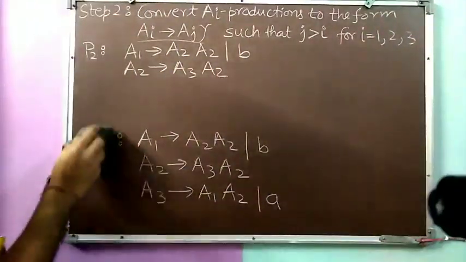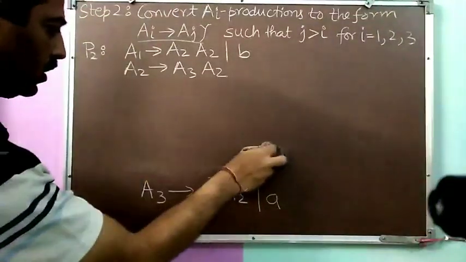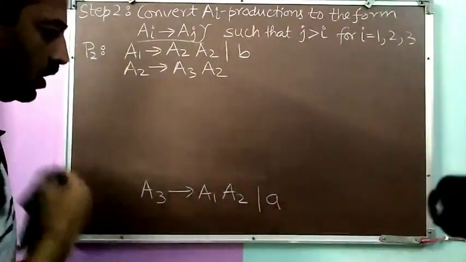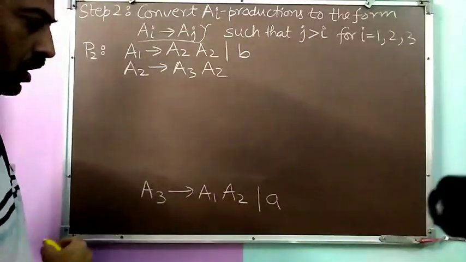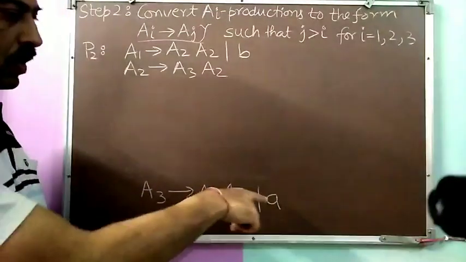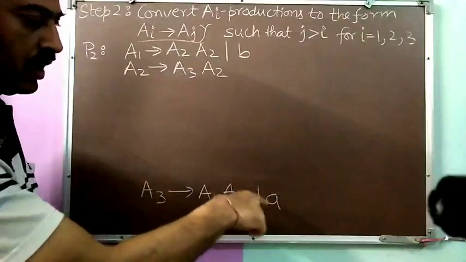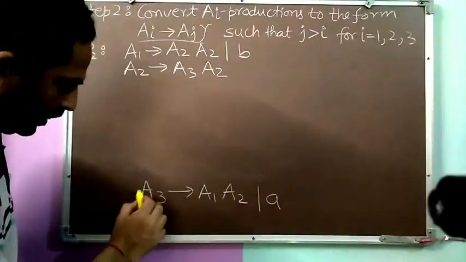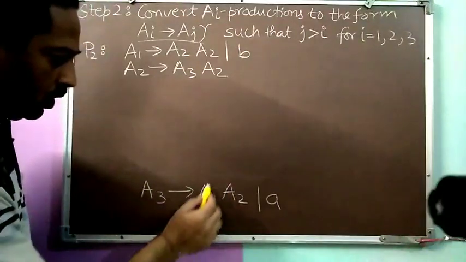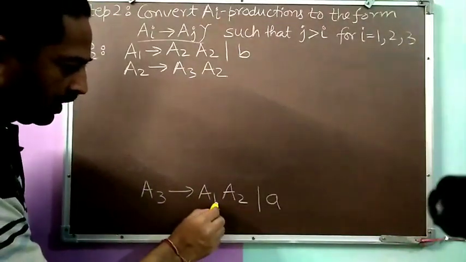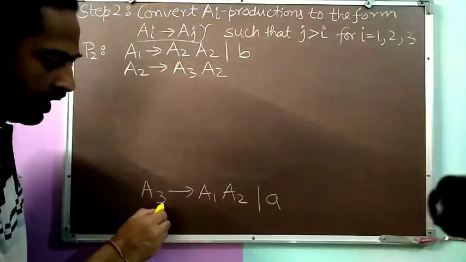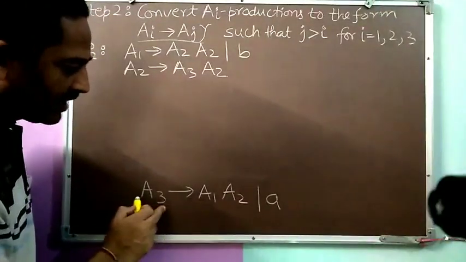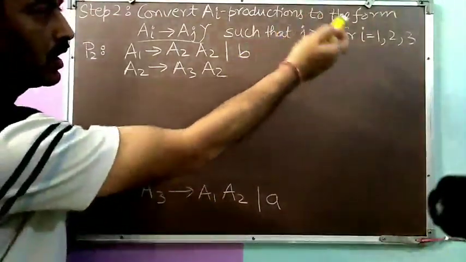Okay. So now the only remaining production here is A3. Now look at the A3. So A3 to A is already in the required format of GNF, so it does not create any problem. But if we look at A3 to A1, A2, here is the problem. Here the index J is 1 and the index I is 3. So J is less than I, while J should be greater than I.